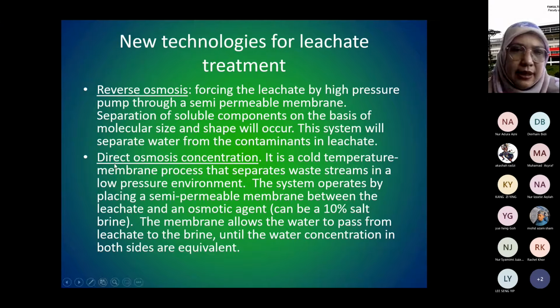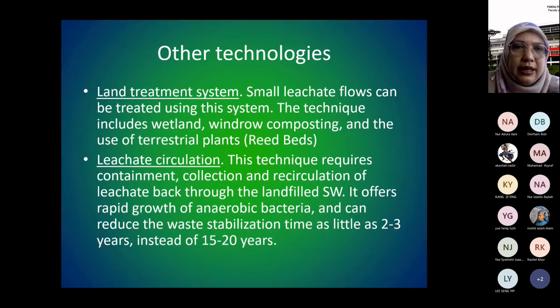There is also another process, direct osmosis concentration. It is a cold temperature membrane process that separates waste streams in a low pressure environment. Other technologies include land treatment systems. Small leachate flows can be treated using this system. The technique includes wetlands. A wetland is like a final or polishing stage for the leachate. We can also use windrow composting, and terrestrial plants and reed beds can be used as well.